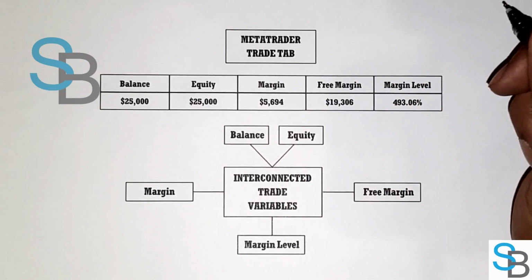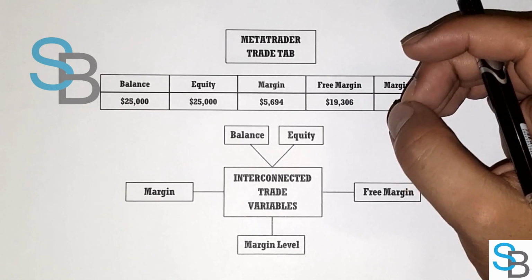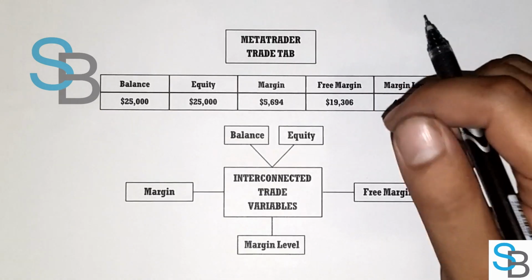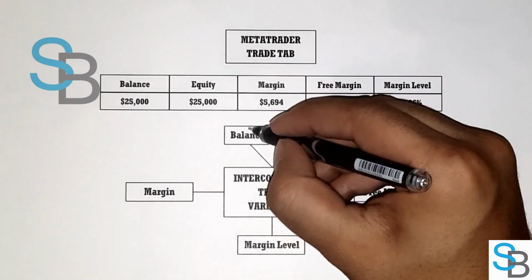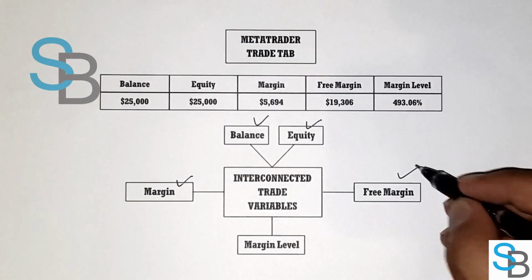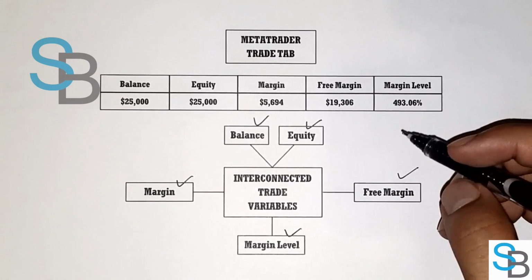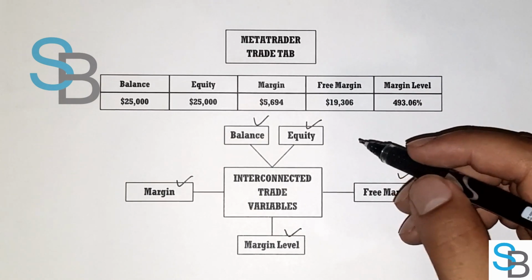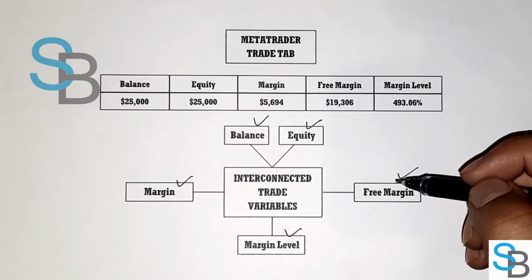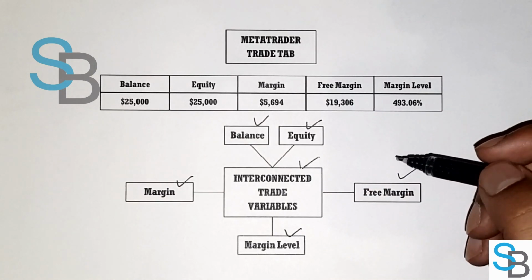When you open your MetaTrader platform, look at the bottom of the screen and you will find a Trade tab. When you click on it, you will see 5 variables: balance, equity, margin, free margin, and margin level. All of them are interconnected variables, which means that if one of them changes in value, all of them change. Hence, they are interconnected to each other.